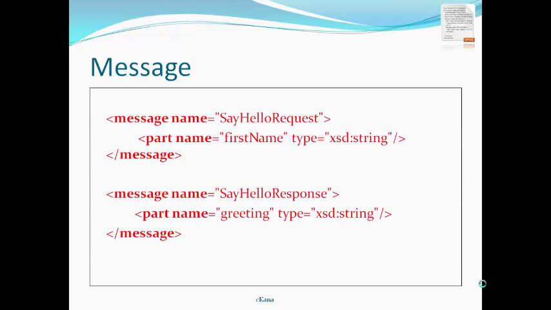Now let's take a look at the piece of code. Here, two message elements are defined. The first represents a request message, which is say hello request, and the second represents a response message, which is say hello response. Now each of these messages contains a single part element. For the request, the part specifies the function parameters. In this case, we specify a single first name parameter. And for the response, the part specifies the function return values. In this case, we specify a single greeting return value.